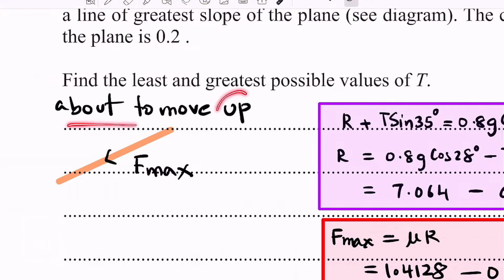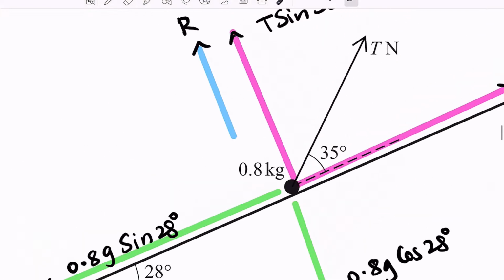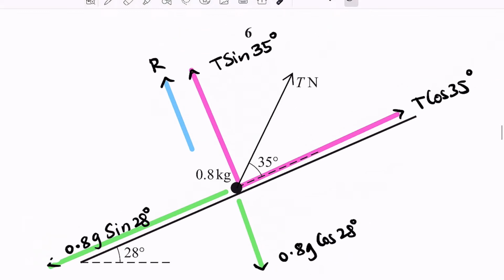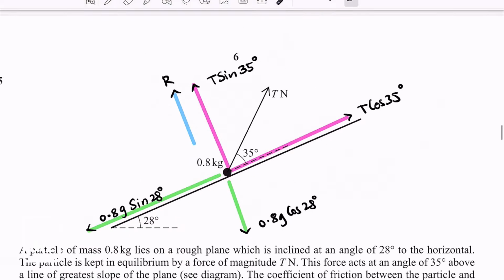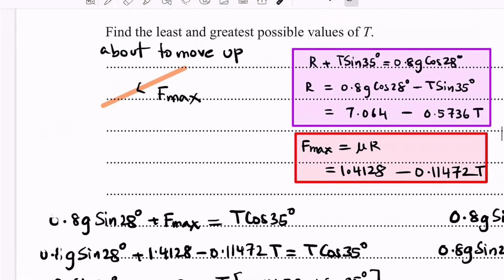When the particle is about to move up, F max is down. So F max, which you have already calculated in terms of T, plus mg sine theta equals T cos 35. And let's say the particle is about to move down, therefore F max is up. So T cos 35 plus F max is mg sine theta. Now have a good look. About to move up, F max is down, so F max plus the weight component down the plane equals the tension component up the plane.